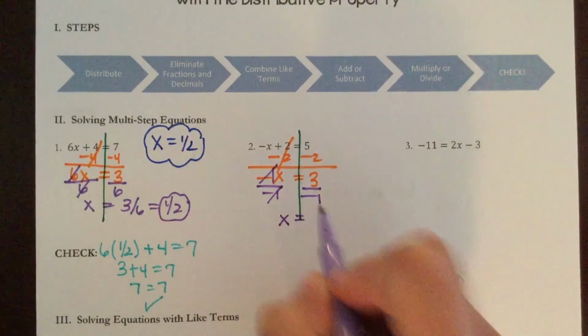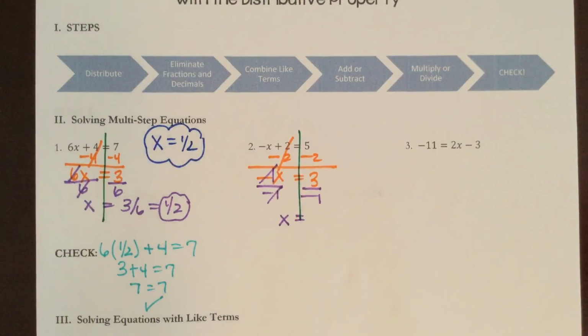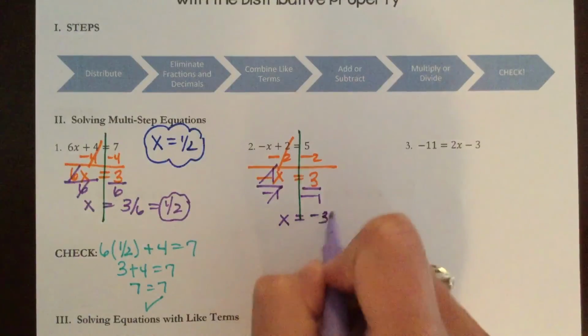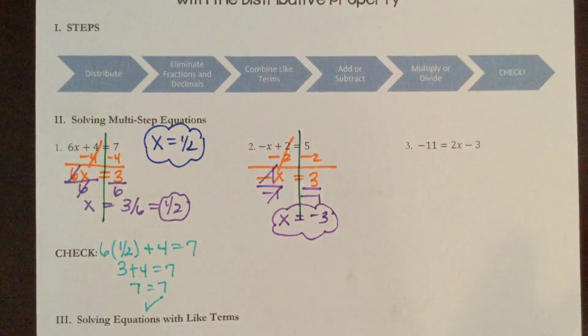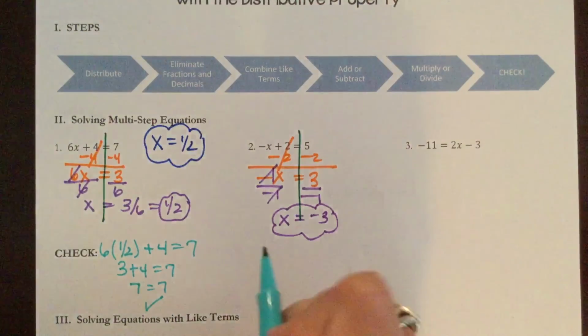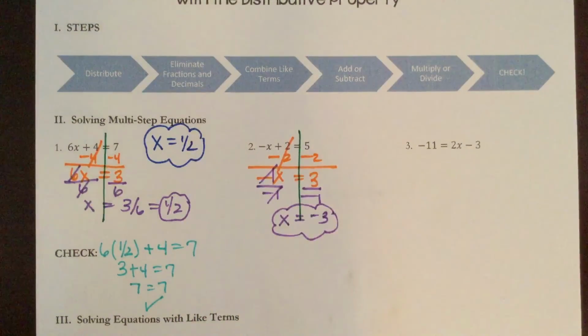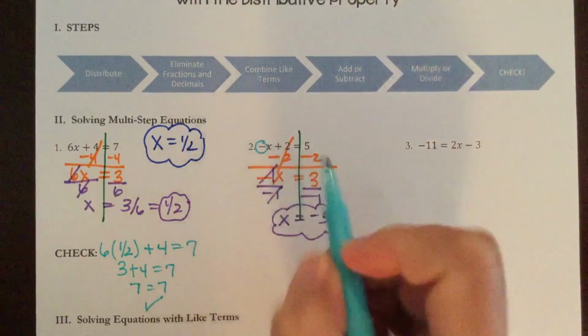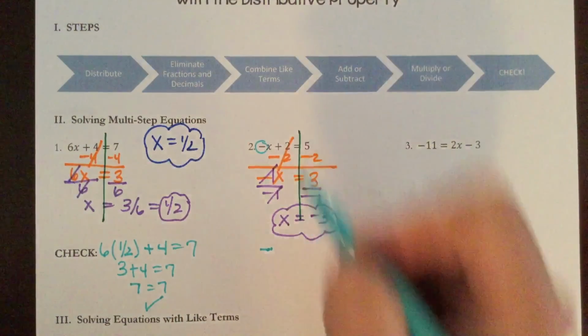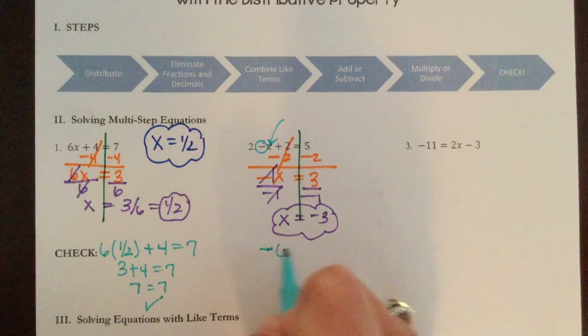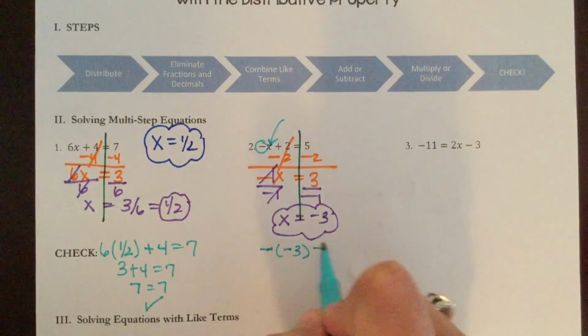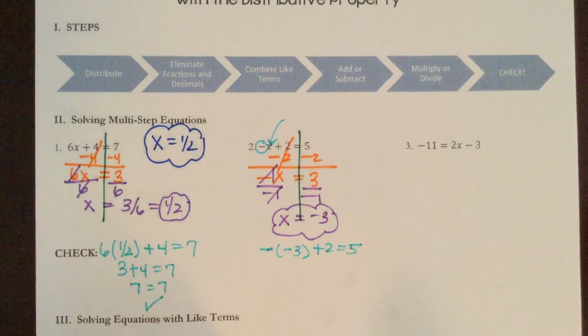So x is equal to 3 over -1, which is -3. Our final step in the process is to check this answer. Plugging -3 back into the original equation, I have a negative sign. Then in place of the x, I'm going to plug in a -3. Plus 2 should equal 5.